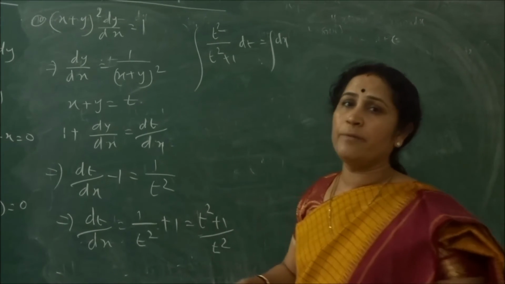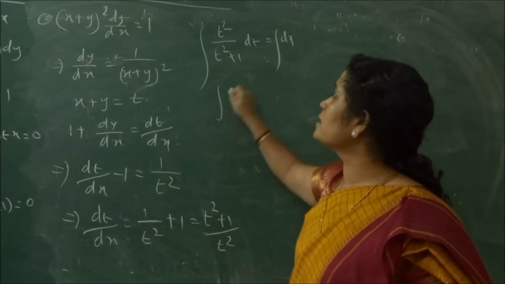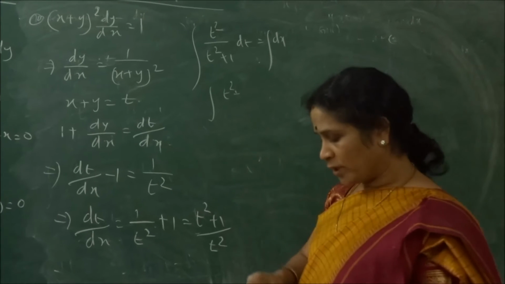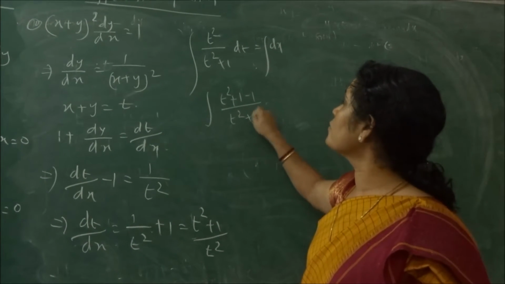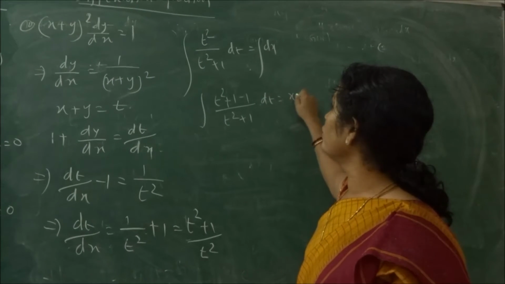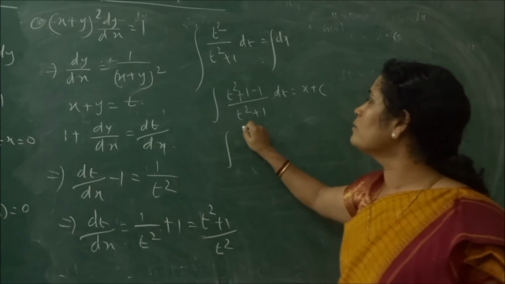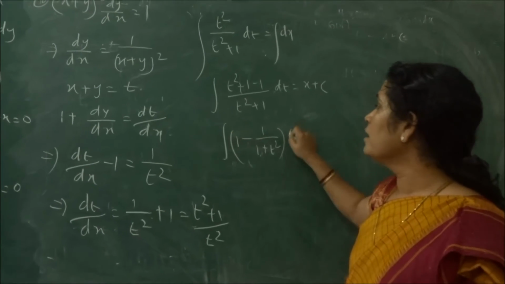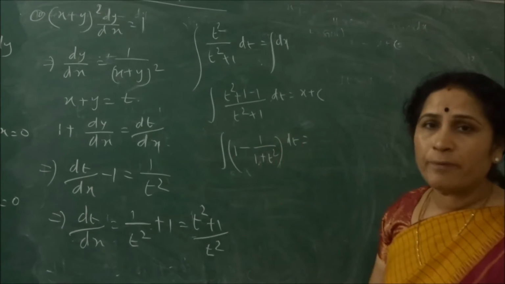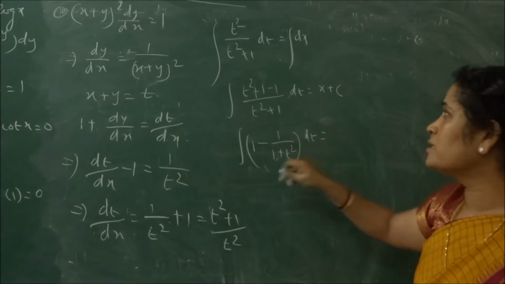If the degrees are equal, you can divide it, or otherwise do plus 1 minus 1, that is up to your choice. If I do plus 1 minus 1, the whole upon t square plus 1 into dt is equal to x plus c. Now this becomes 1 minus 1 upon 1 plus t square into dt. So up to your choice, if you want to divide, you can divide it because the degree is equal.